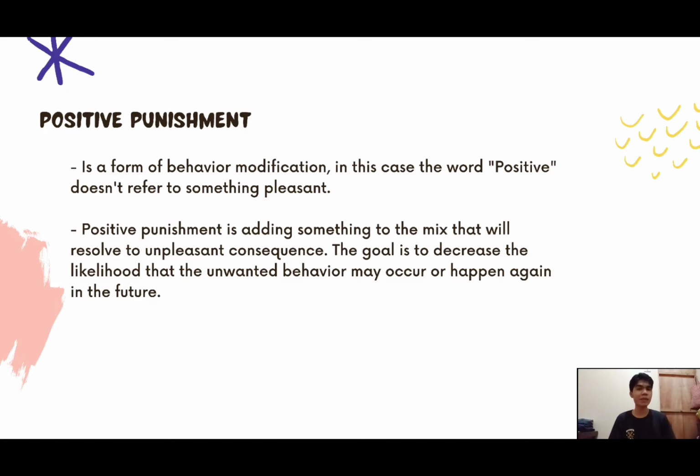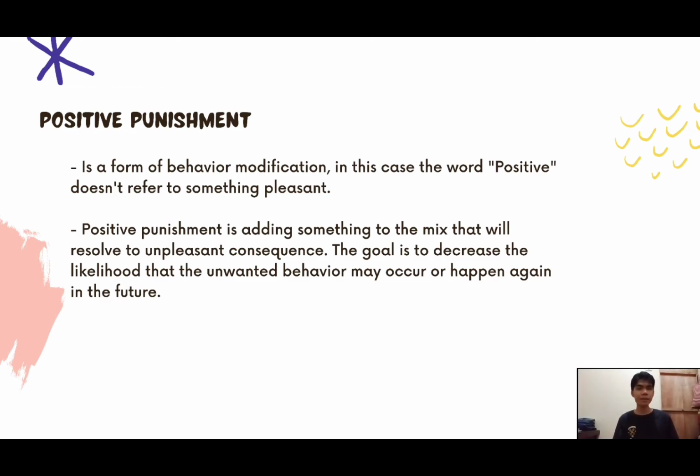Positive punishment is a form of behavior modification. In this case, the word positive doesn't refer to something pleasant. Positive punishment is adding something to the mix that will result in an unpleasant consequence. The goal is to decrease the likelihood that the unwanted behavior may occur again in the future.